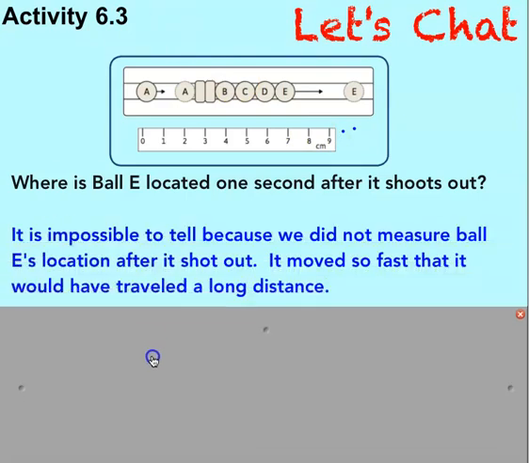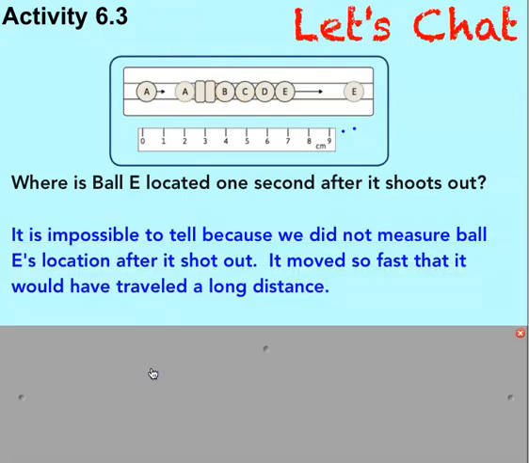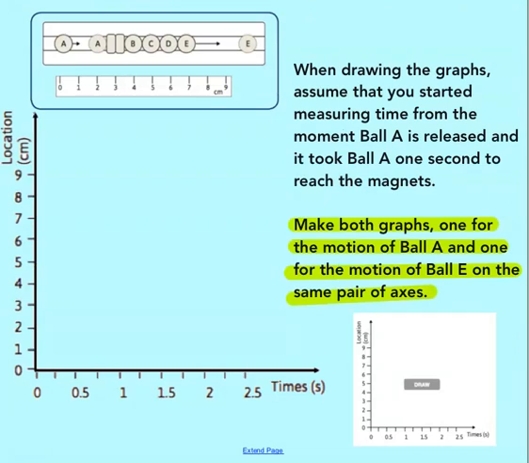Well, it is impossible to tell because you did not measure ball E's location after it shot out. We didn't take measurements on that. It moved so fast that it would have traveled a long distance. So we're not going to sit there and try and figure out exactly where it was a second later. So go ahead, you can open up your book, and we can make this first one together.